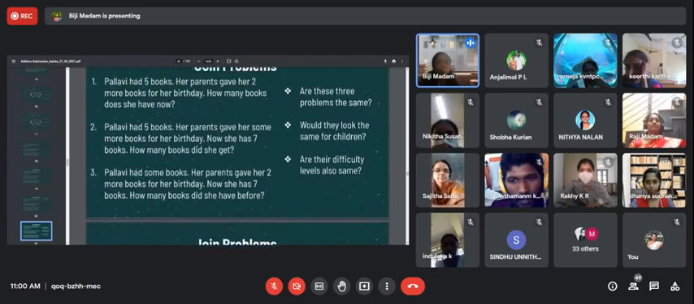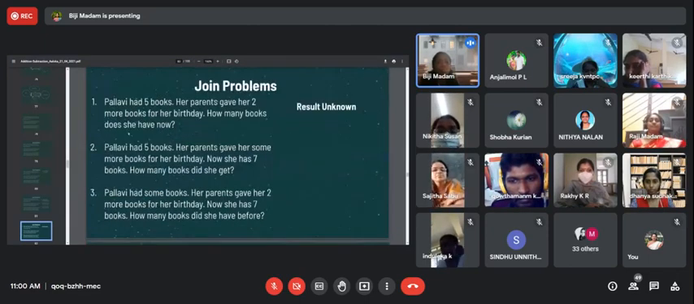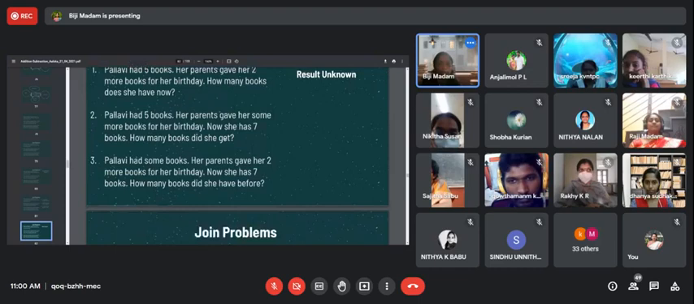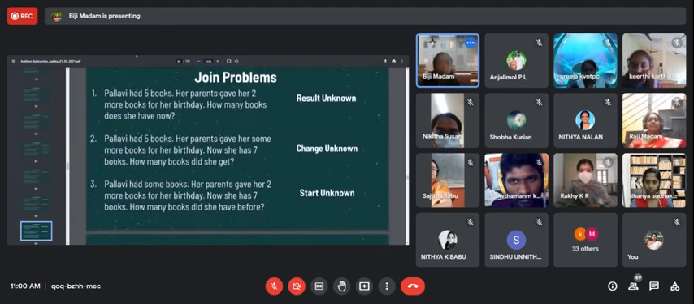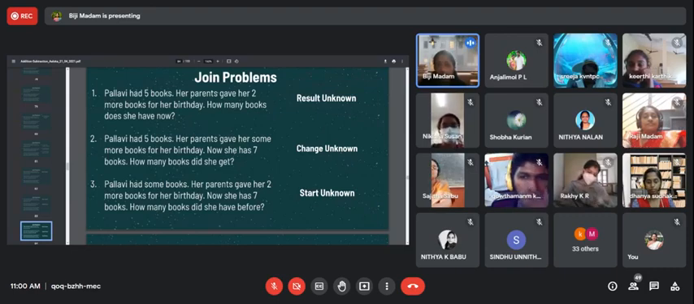So we have this type of questions like Pallavi had 5 books, and her parents gave her 2 more, and now the result is unknown. The child has to find out the result. Here, in the second case, Pallavi had 5 books and the change is unknown. What gets added to it to make 7, that is unknown. And the question is 5 plus 2 is equal to 7.